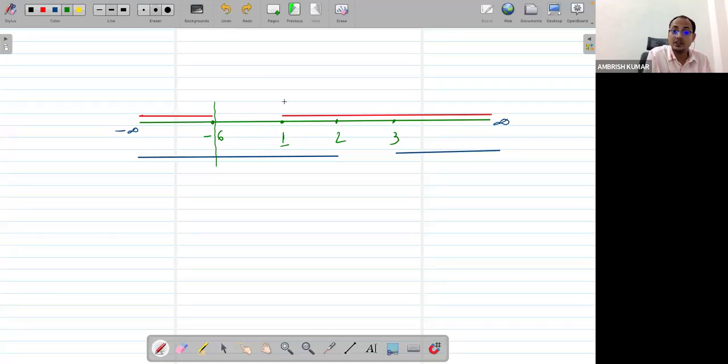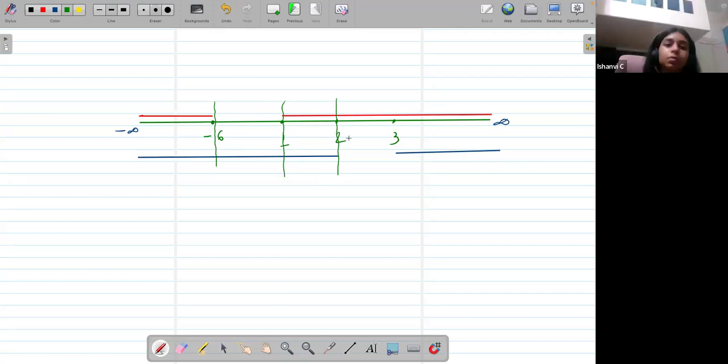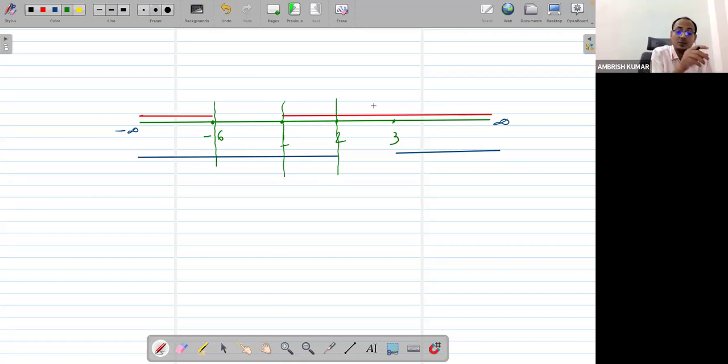Then again, from 1 to 2, we have both the colors, right? Means both are defined. Between 2 and 3, look, the red part, that is the first part, square root, is defined, but log is not defined. Then from 3 to infinite, again both are defined. So the parts are: negative infinite to -6.